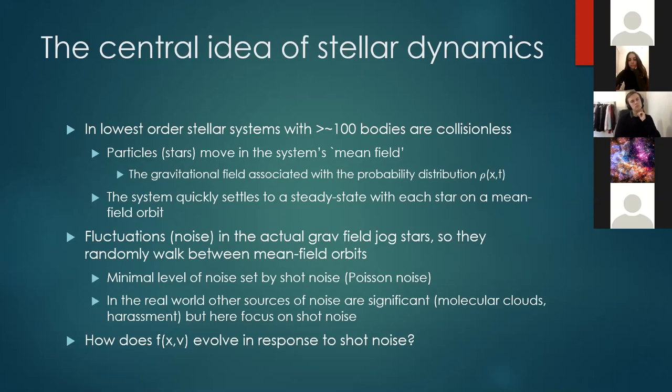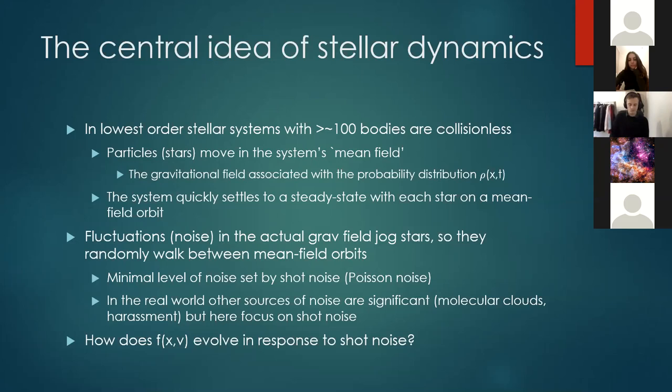So this is the generations-old picture of how relaxation occurs. And clearly the minimal level of noise in a stellar system is set by the shot noise, the Poisson noise, because we've only got n particles. We haven't got an infinite number of particles. And so the probability distribution rho smooths out. It doesn't tell you where any particle actually is. It tells you where particles might be found to be. So it's a continuous smooth thing, whereas the actual distribution is discrete. There are only a finite number of particles and they each carry around a Kepler potential, a kind of cuspy thing.